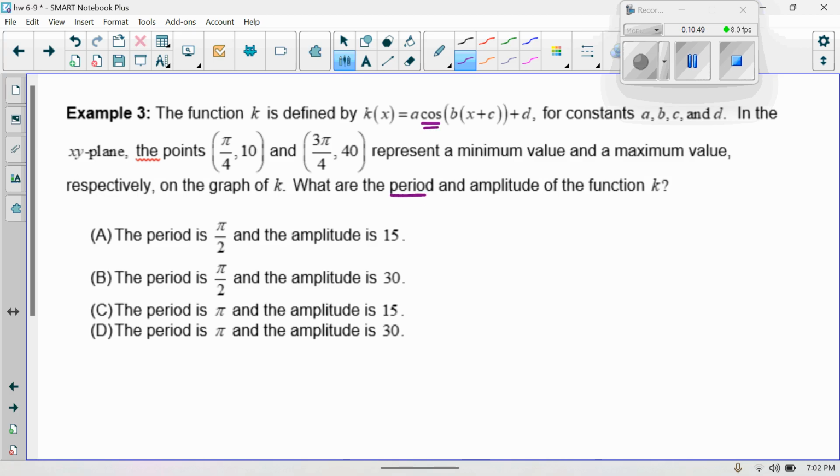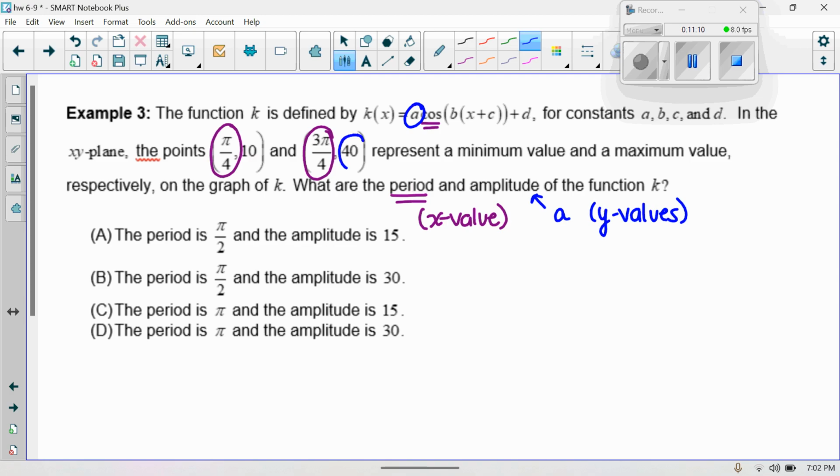So period is not necessarily in my equation, but it's related to b. Remember, this is an x value or a domain. So period is going to be focusing on these pieces of information. And amplitude is a here, and that deals with y value information. So that's here and here. I think the y values, or amplitude and midline, are easier to work with. So I always start with those, but it does not matter.